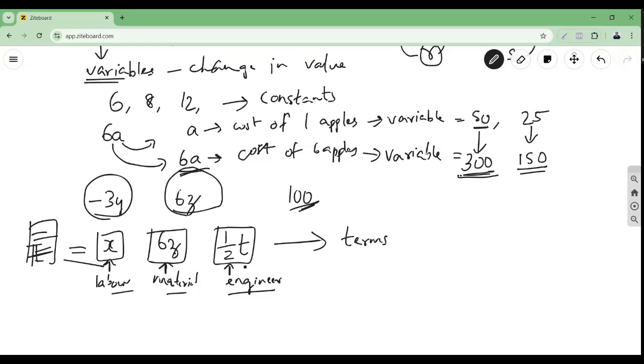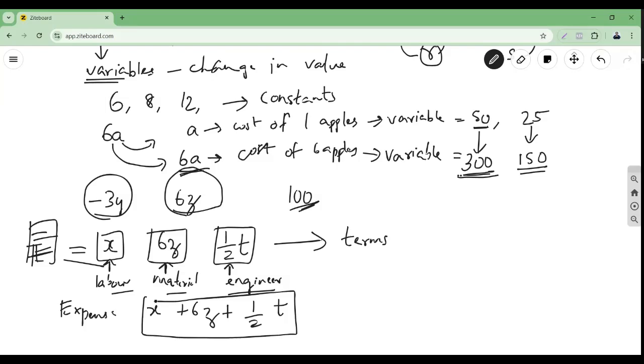However, if I want to know the total expense, then I will say x plus 6z plus half t, right? My total expense is going to be x plus 6z plus half t. In such a situation, what happens? This entire thing is called an expression.